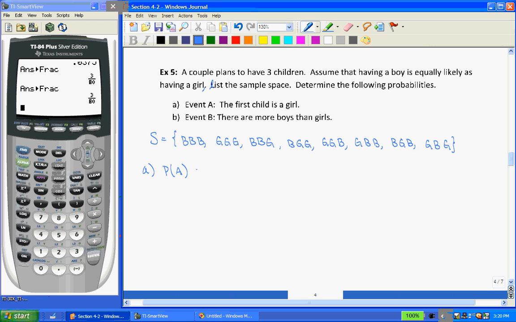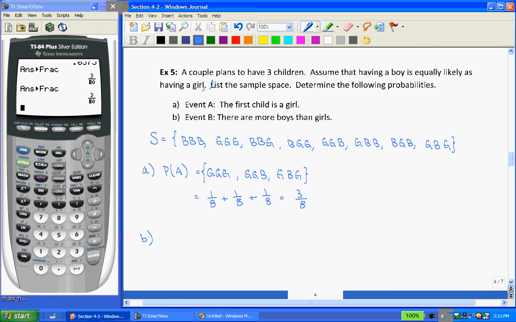So it looks like that happens with girl, girl, girl, and girl, girl, boy, and girl, boy, girl. And if each one is 1/8, we add those together for 3/8. So there's 3 ways that that could happen.